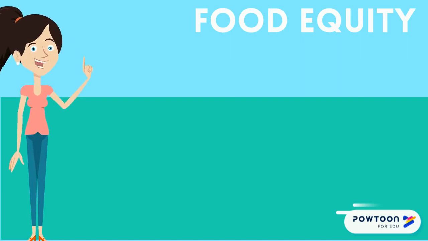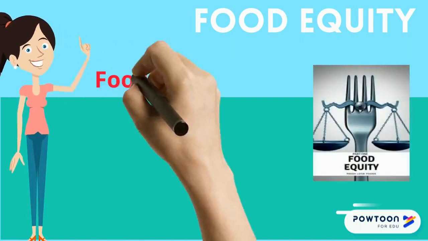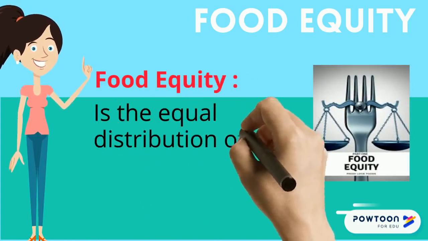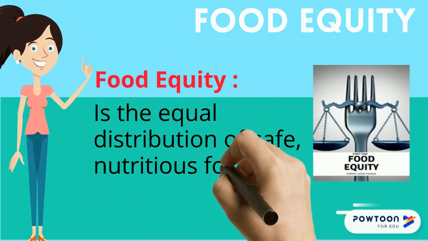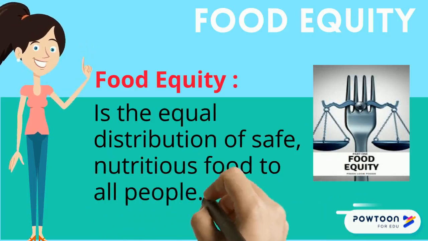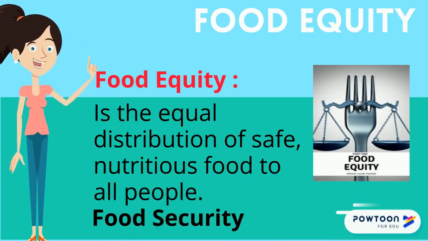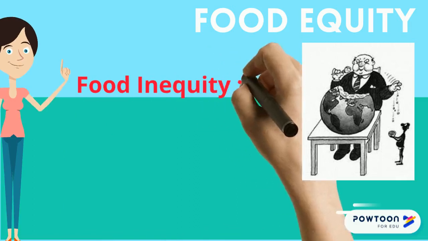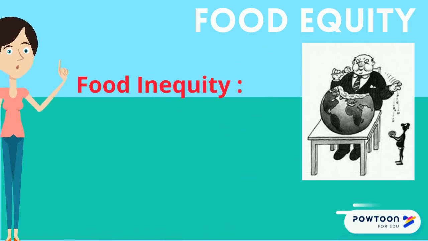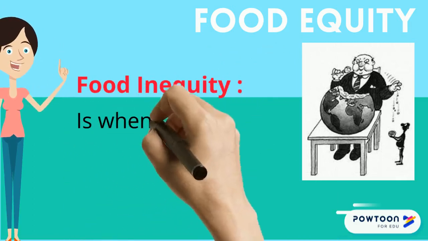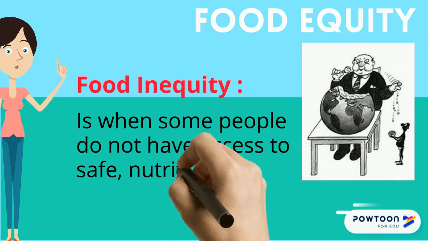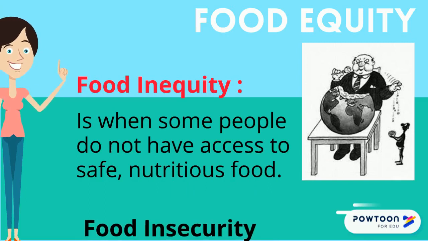Let's recap on food equity. Food equity is the equal distribution of safe, nutritious food to all people. People who have food equity have food security. The opposite to food equity is food inequity. Food inequity is when some people do not have access to safe, nutritious food. They have food insecurity.